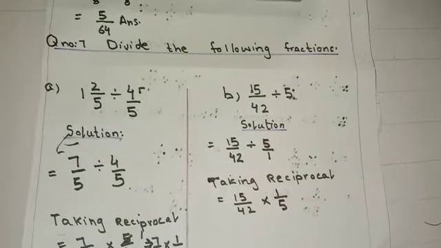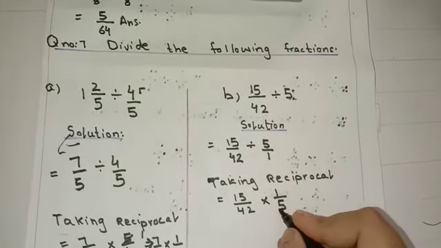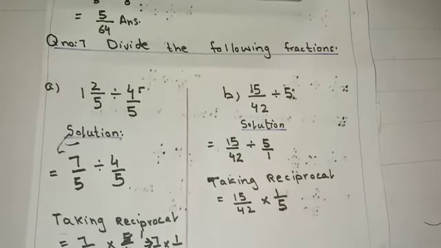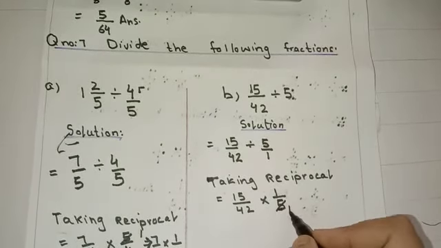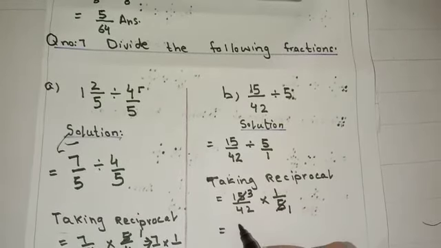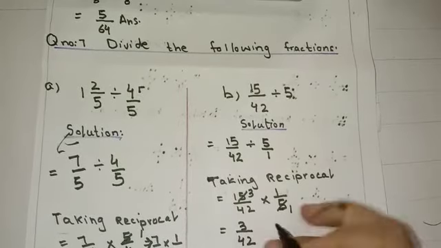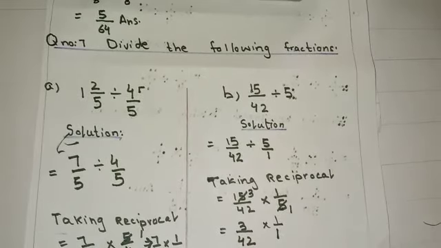Any problem there? I don't think so. I think you can easily do these questions. Now 1 and 42 do not cut each other, but 5 and 15 occur in the same table. So 5 ones are 5, 5 threes are 15. Now 3 over 42 multiply by 1 over 1.